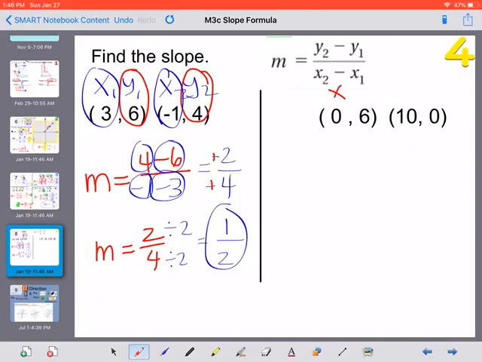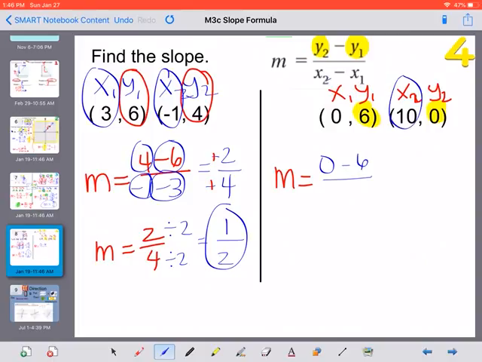Last point, this one looks tricky with zeros. Let's check it out. Oops, this is second point, they get 2's. So first, y2 minus y1, so 0 minus 6. Then on the bottom, x2 minus x1, so 10 minus 0. Well, this one actually turned out to be nice.